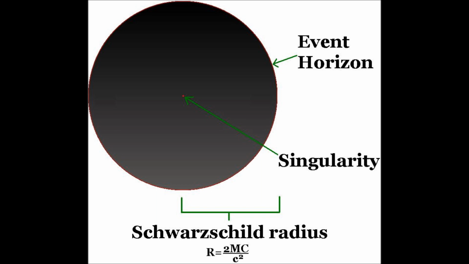And this limit around a black hole is called the event horizon. The event horizon is the limit after which it is no longer possible, even at the speed of light, to escape the gravitational field, to break free from it.